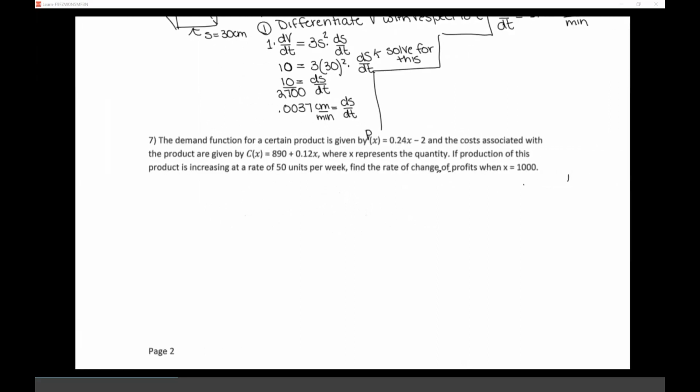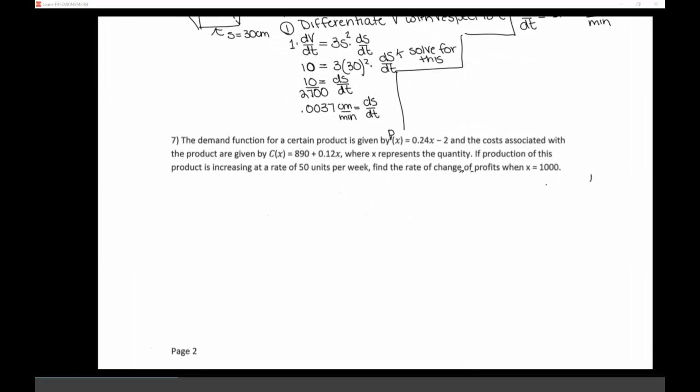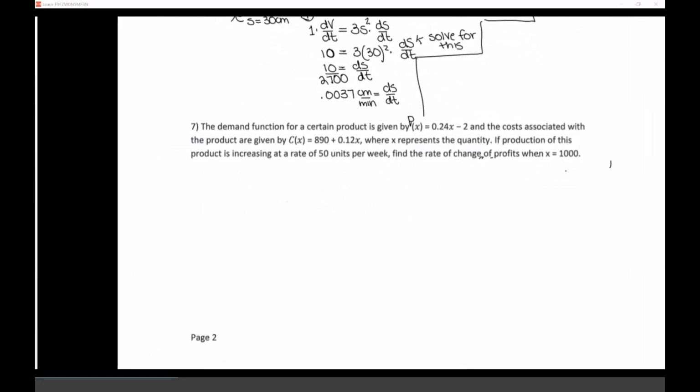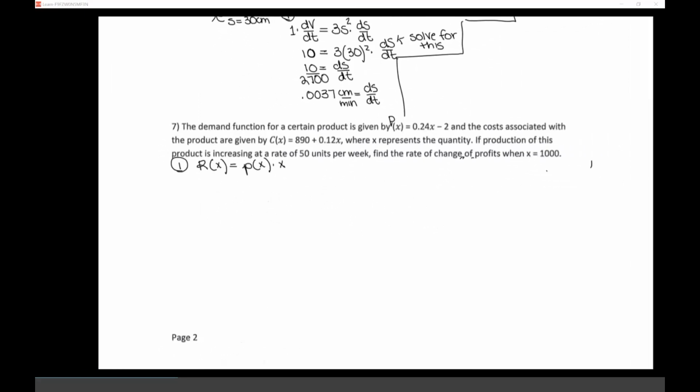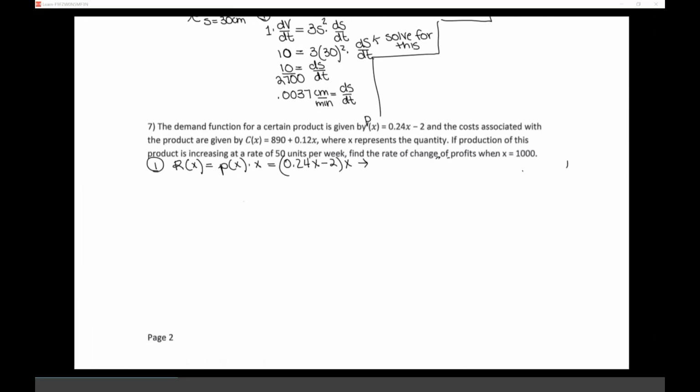All right, so I'm going to start this by first figuring out my revenue function. So I said my revenue function is going to be price times the number I'm selling. Okay, so the price function they gave me is 0.24x minus 2 times x. All right, that's going to give me 0.24x squared minus 2x.